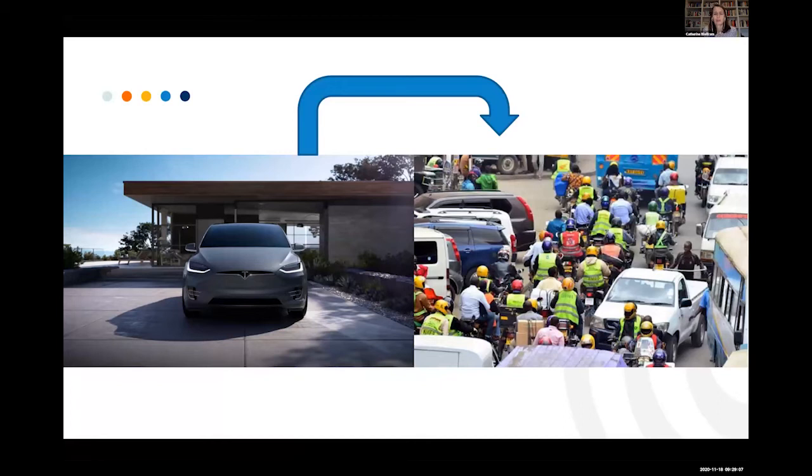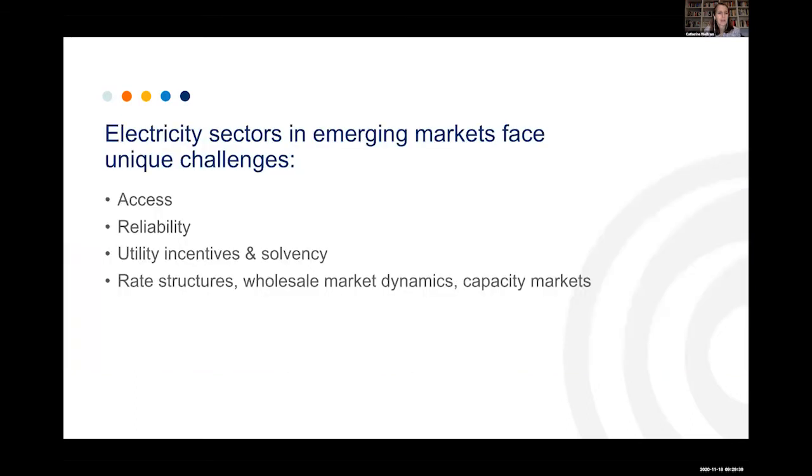We need to think about the traffic, the congestion issues that are present in big urban centers in emerging markets. But importantly, we also need to think about the infrastructure that's supporting this transportation electrification. And so these are the growing and increasingly strained electricity sectors in Sub-Saharan Africa. So if you're going to think about electrifying transport, you need to think about the source of the fuel. You need to think about the electricity in this case. And in my view, the electricity sectors in emerging markets face some unique challenges.